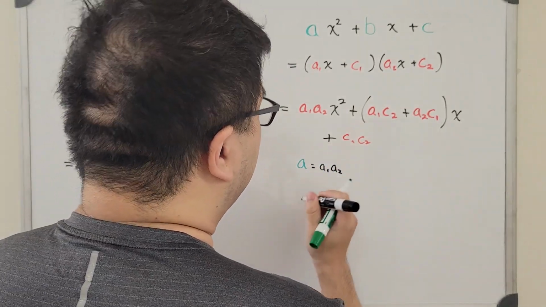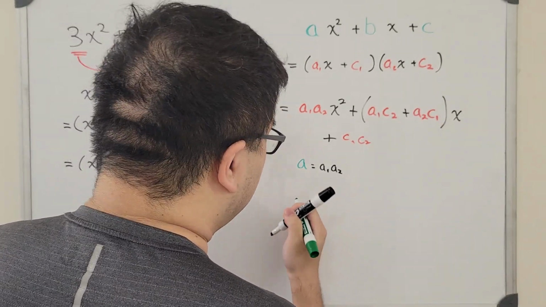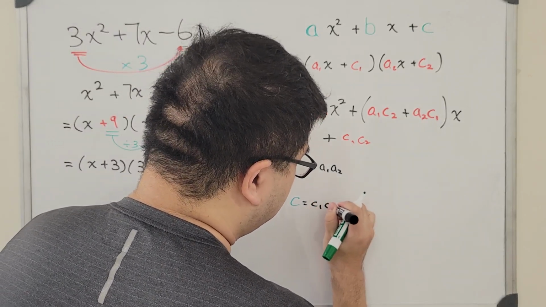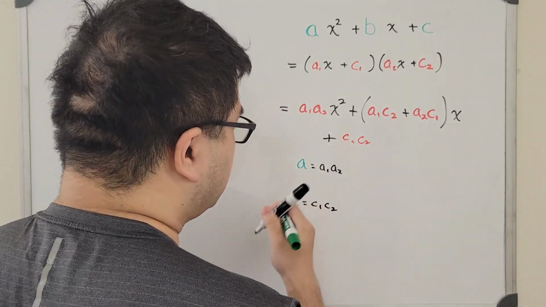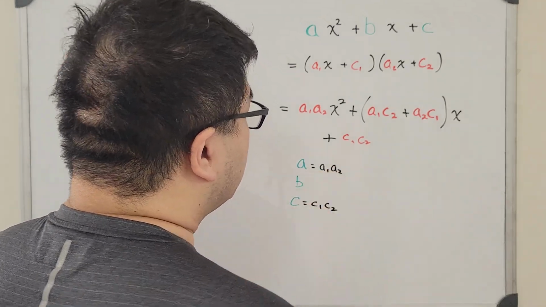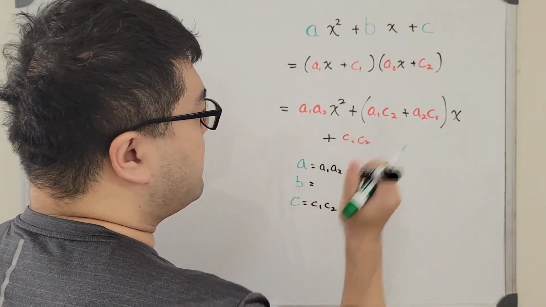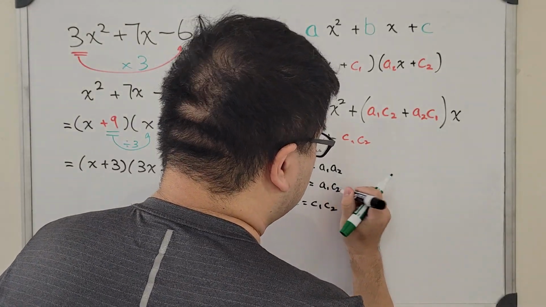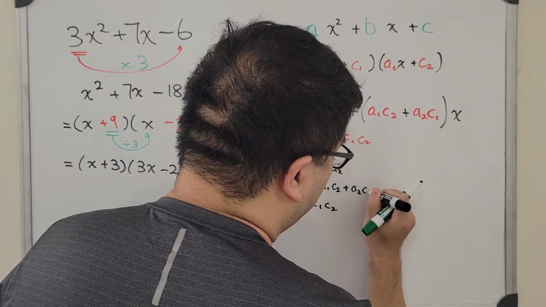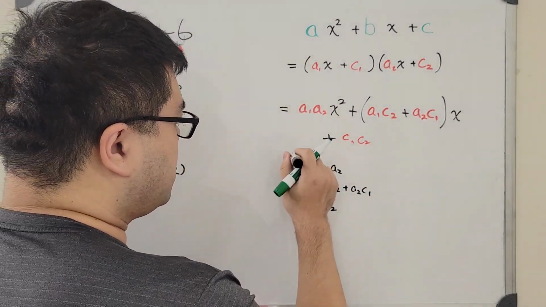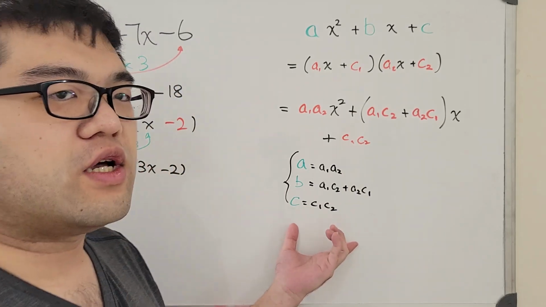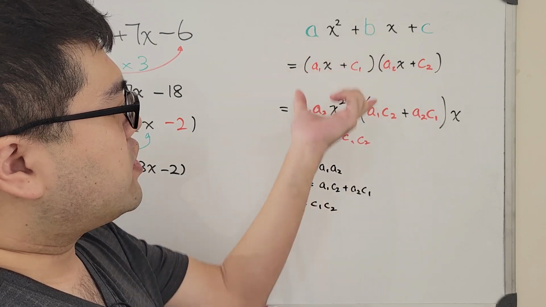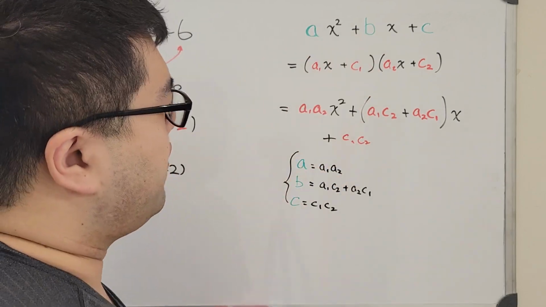And similarly, if we want this constant term to be the same, we need c to be c1 times c2. And last but not least, of course, we have b is equal to everything inside the parentheses, which is a1 c2 plus a2 c1. And we need to have all these conditions satisfied simultaneously in order to make the expression work for all values of x.